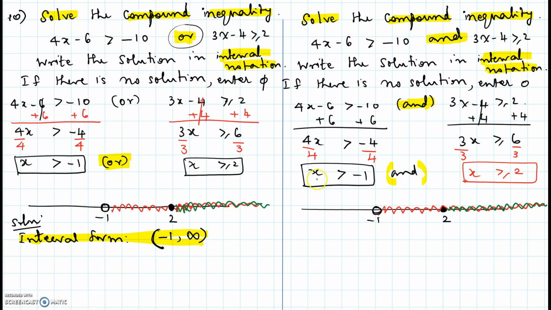When you say and, you have to consider what is common to both of these two inequalities. One is shaded red, the other is shaded green. The common part, which is the meaning of and, is the part colored in both, which is 2 through infinity. So the answer to this problem, if the compound inequality is connected by and, would be 2 through infinity. You also have to be careful with what kind of parentheses you use. 2 is included because it's a solid dot. So inclusive 2, exclusive infinity. That is the solution in interval form.